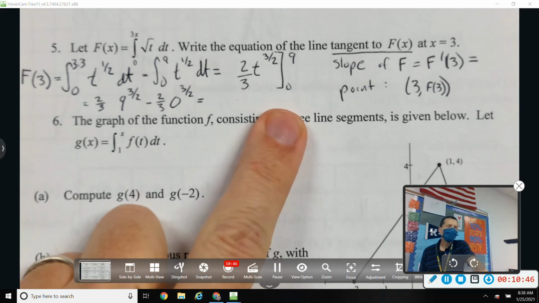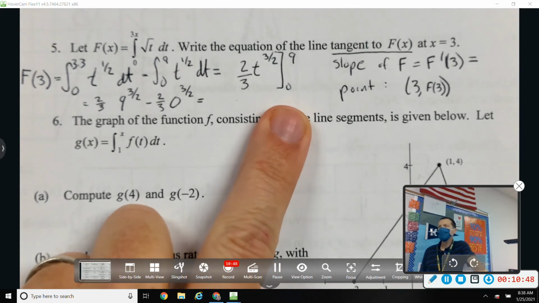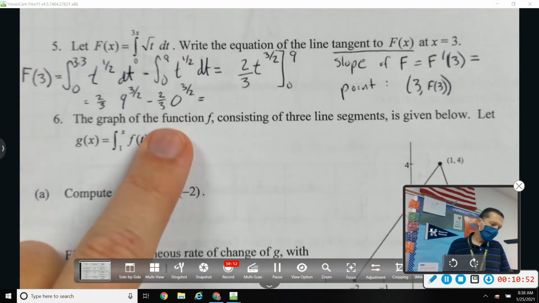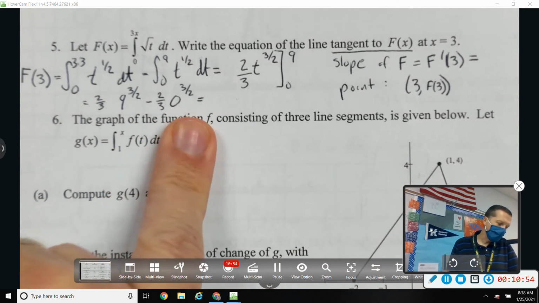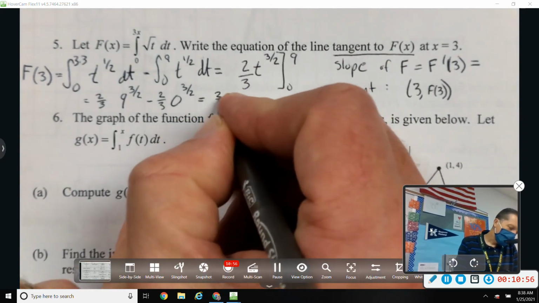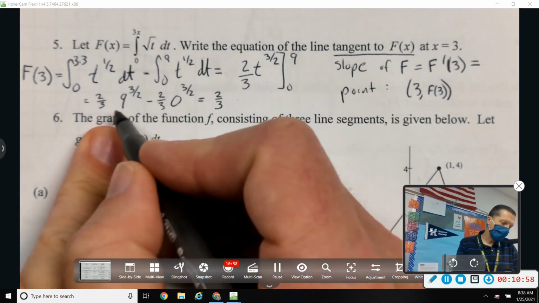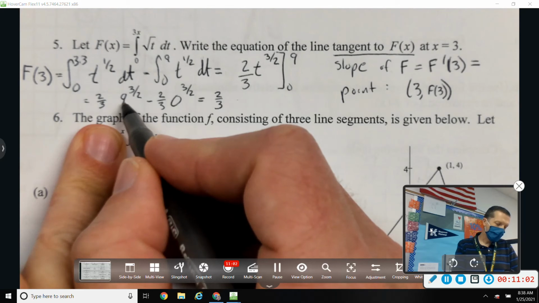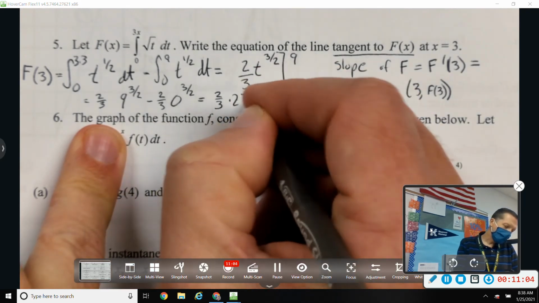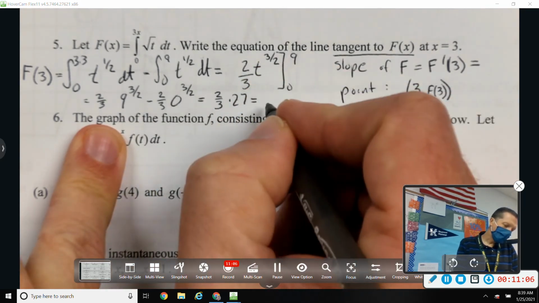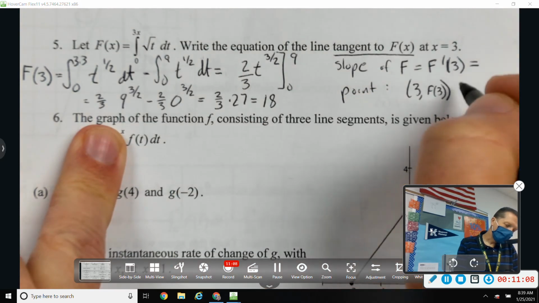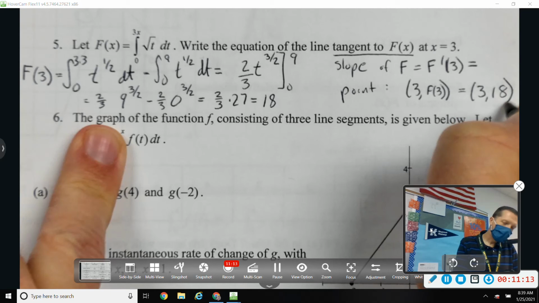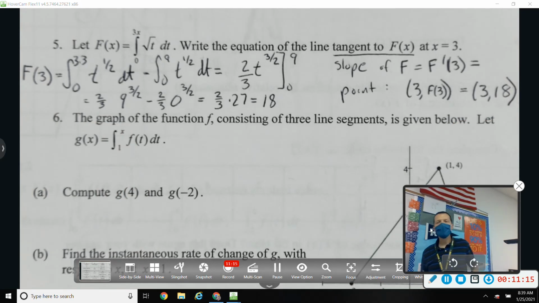The danger of 0 at the bottom, if we give you too many of those, then you forget to include it at all because you think it always just goes away. So showing it, even though if you didn't show it, you'd still be right. So 2/3 of, let's see, 9 to the 3/2. That'd be the square root of 9 is 3. 3 cubed is 27. 2/3 of 27 is 18. So the point is (3, 18).